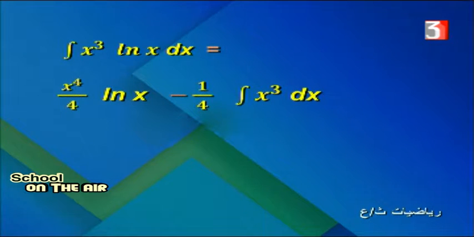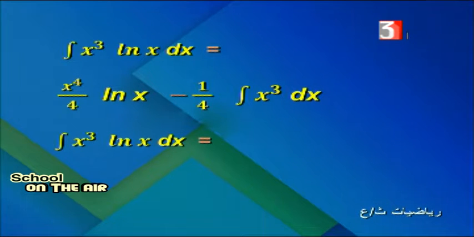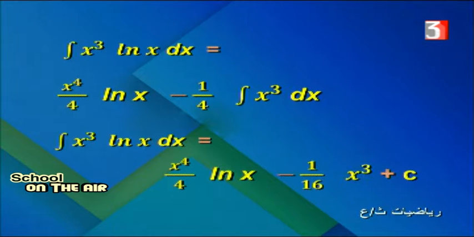Then integration of x power 3 equals x power 4 over 4, or times 1 over 4. Then the integration of x power 3 ln x dx equals x power 4 over 4 times ln x minus 1 over 16 x power 4 plus c.